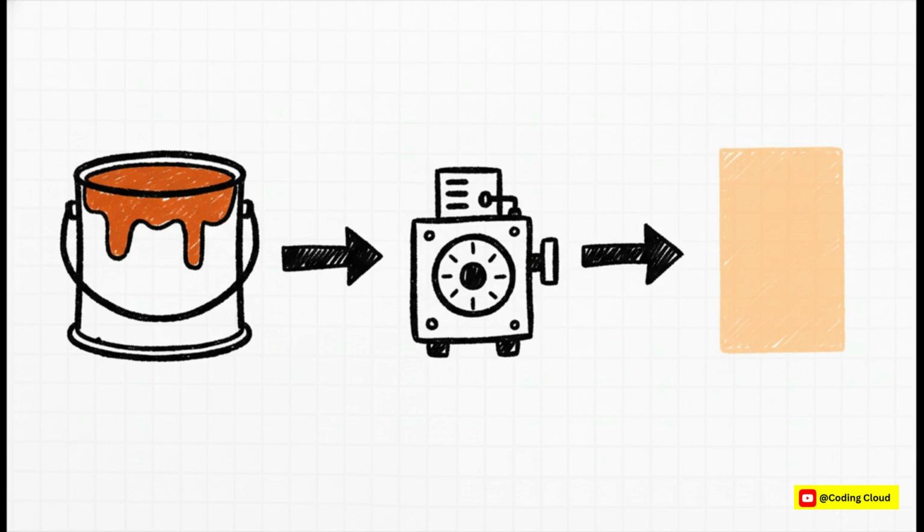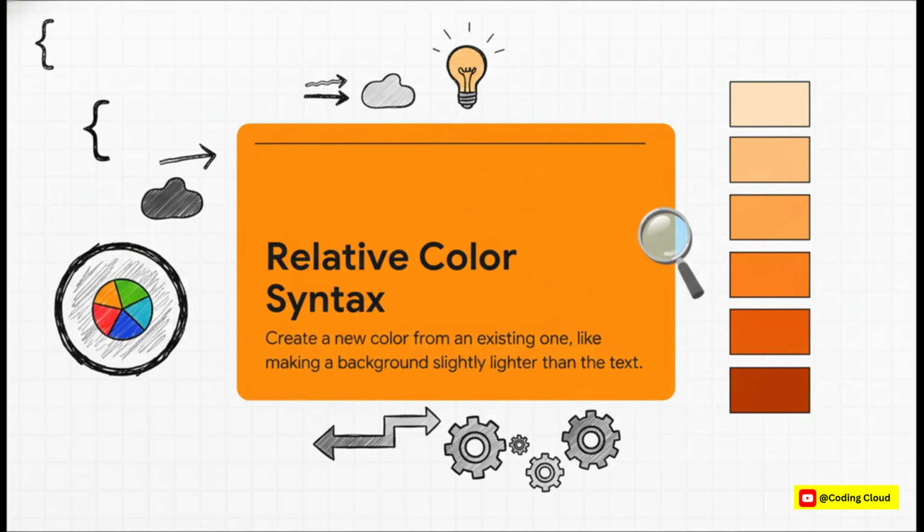What if you wanted to create a new color that's based on an existing one? For instance, maybe you want a background color that's just a slightly lighter version of your text color. This is where relative color syntax comes into play.